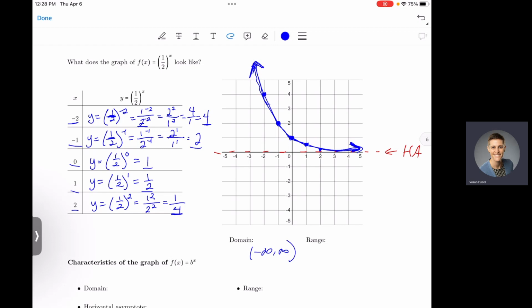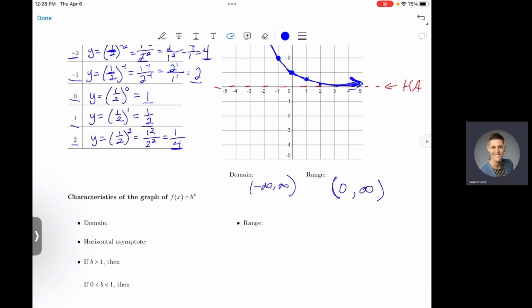And our range here, the y values that are covered, again, this goes up forever, so our y values are covered all the way up to infinity. And this goes all the way down to y equals 0, but never actually touches it. So we're going to be open again, and we've got nothing below 0. So that's our range.